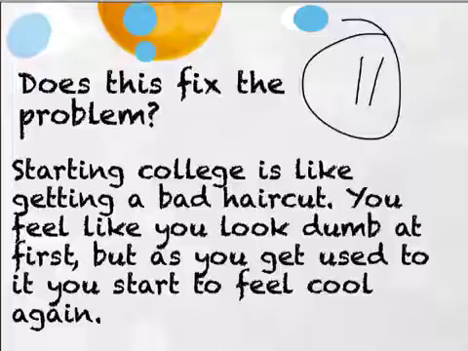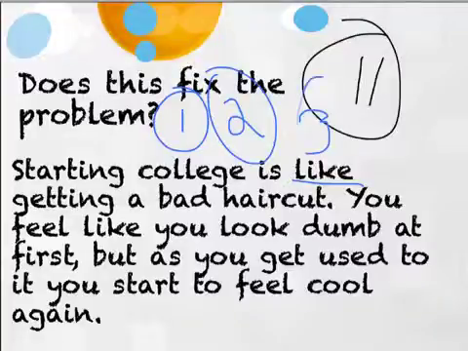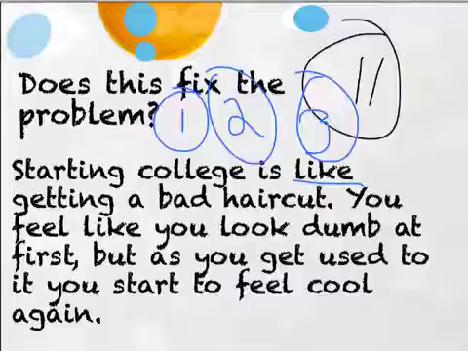Starting college is like getting a bad haircut. We know based on our previous slide that it follows rule number 1 and rule number 2. We're comparing starting college to getting a bad haircut. That's 2 unrelated things, it seems like. We're using like, so it's a simile. Now let's check rule number 3. Since the connection wasn't clear, does it explain it to the audience? You feel like you look dumb at first, but as you get used to it, you start to feel cool again. Well, starting college, you might feel like, oh man, I feel too dumb to be here.